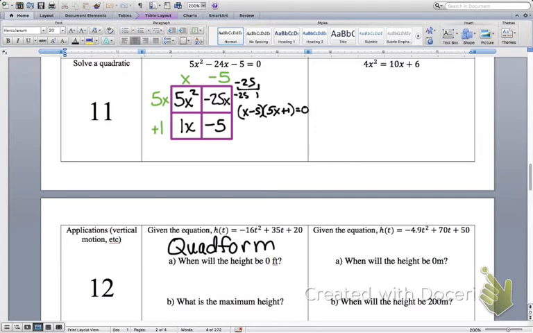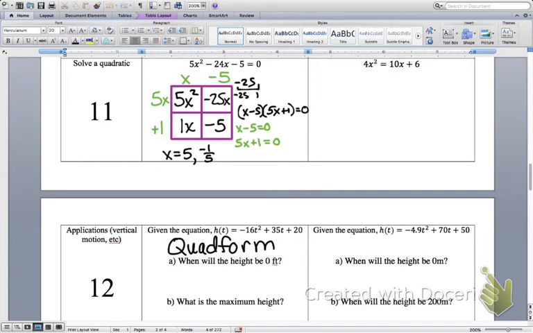Because when two things are multiplied and equal to 0, that means one could be equal to 0, the second could be equal to 0, or both. So we need to set them both equal to 0 and solve. We get two solutions of positive 5 and negative 1/5.